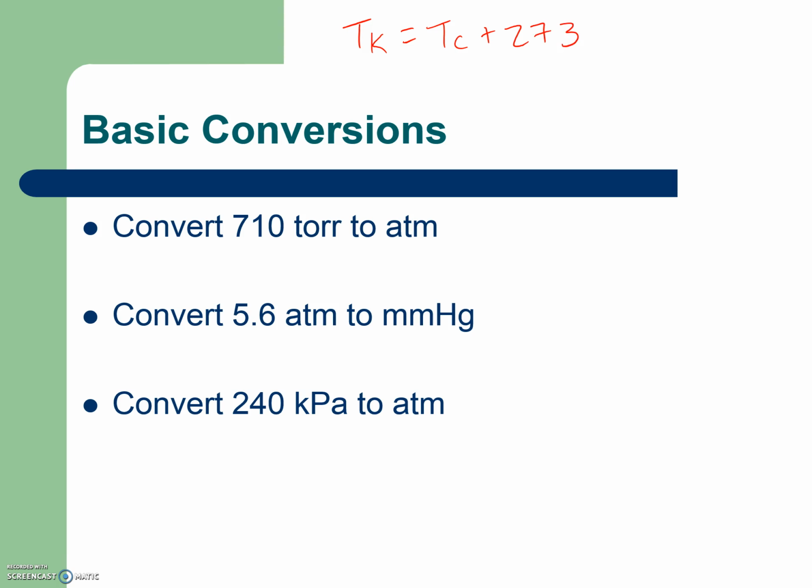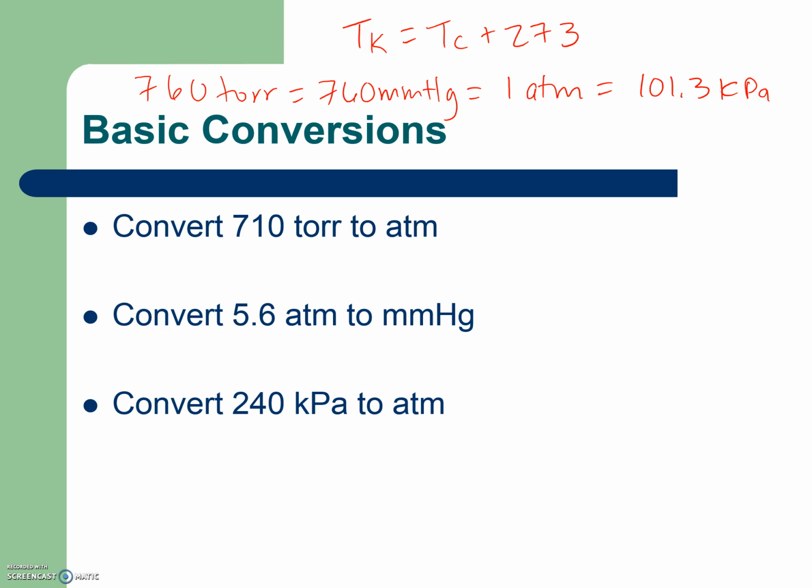When we're dealing with pressures, it'll come to a point where we'll need to convert between different units of pressure. So we need to know, and this is something you're going to need to know, that 760 torr is equal to 760 millimeters of mercury, because they are the same. It's equal to 1 atm, and it's equal to 101.3 kilopascals. And so a lot of times we'll have to convert 710 torr to atm.